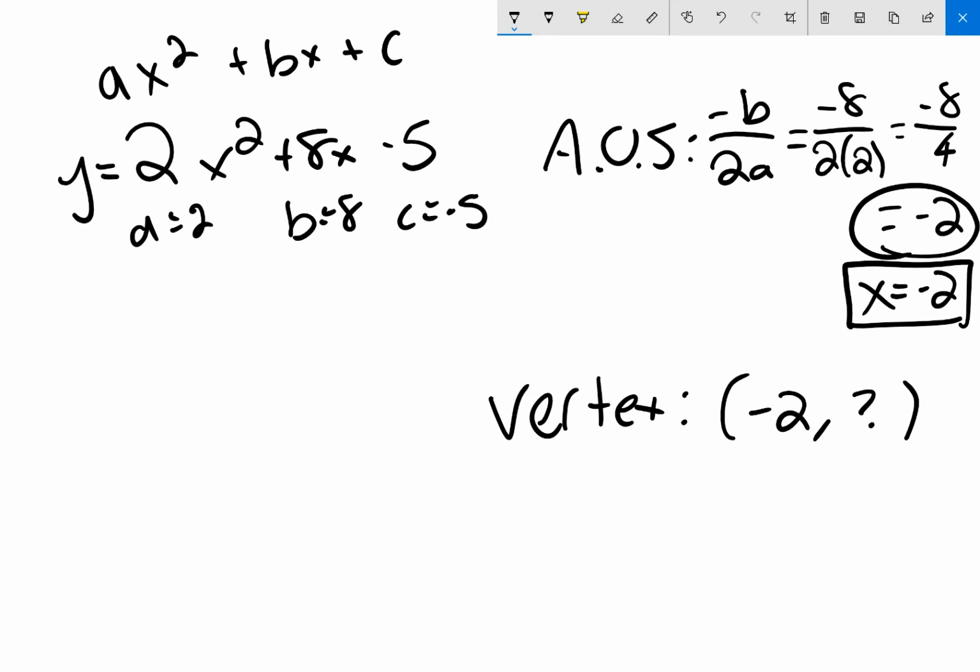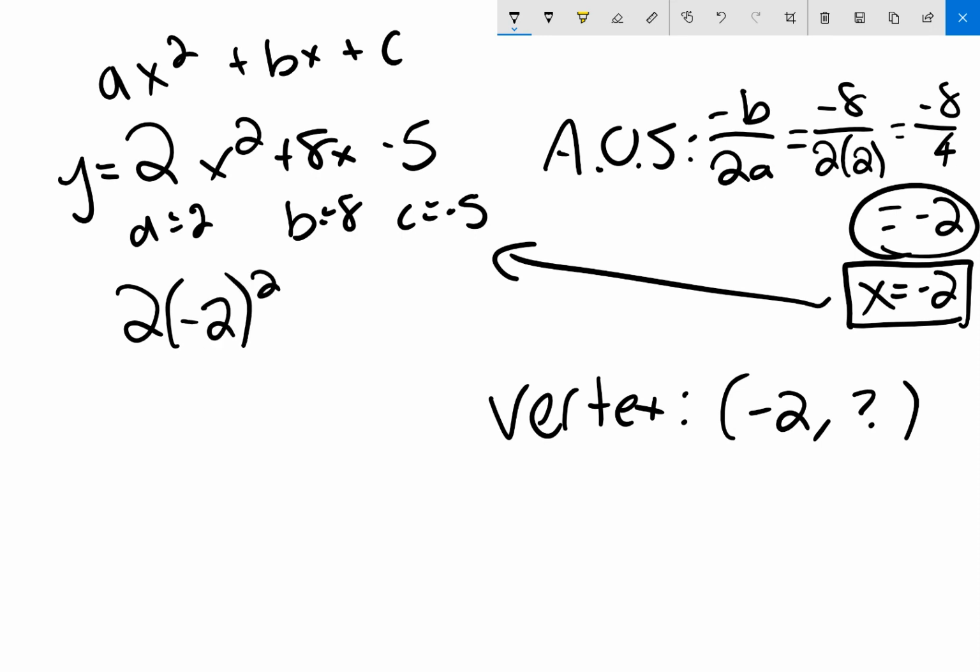So if I want to figure out the y value that goes with -2, then all I'm going to do is take this -2 and plug it back into my function for x. So I'm going to plug in -2 for x. So that's going to be 2 times -2 squared plus 8 times -2 minus 5. If you type that in the calculator exactly like that, you'll get an answer. I don't have that on me right now, so I'm going to try and do this in my head.